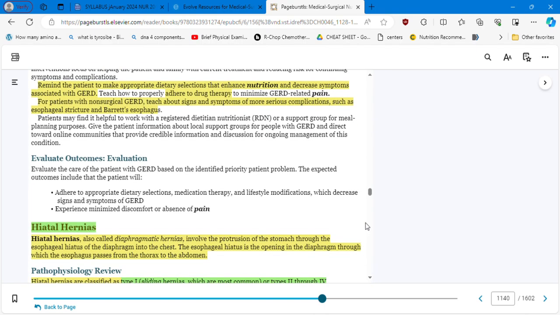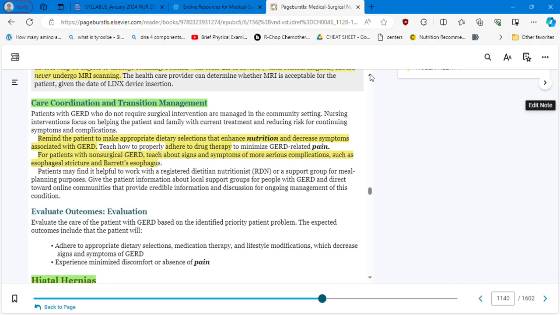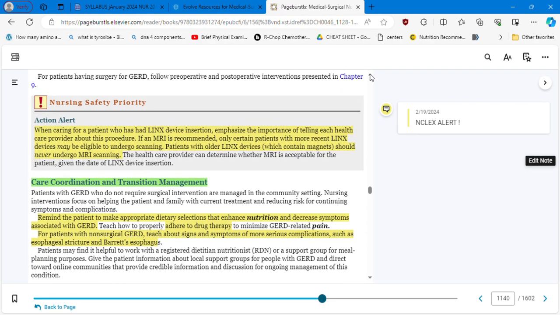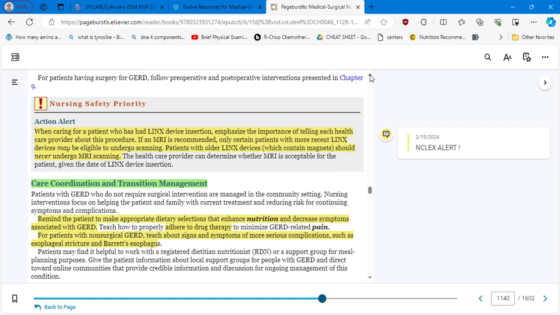Okay, so here we are going to start about hiatal hernia. We're going to stop this video here. I don't know about you, but I am enjoying this chapter about gastrointestinal. It's one of my favorite topics.